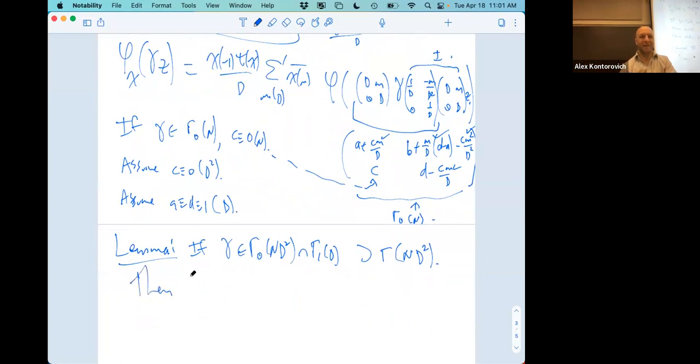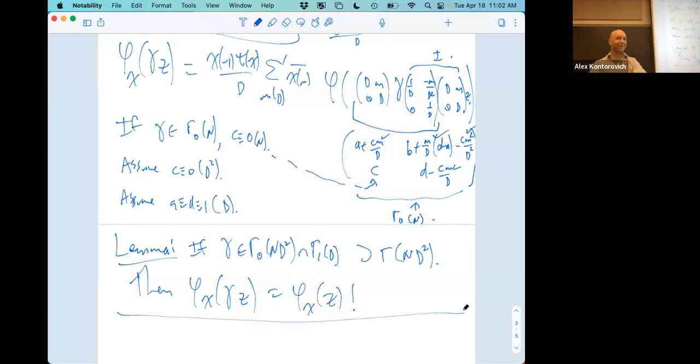Then phi psi of gamma z, well, what do I get? This part all falls out. What's left is phi of dm0 dz summed over this and summed over that. But that's exactly phi chi itself, phi chi of z. Does that make sense?